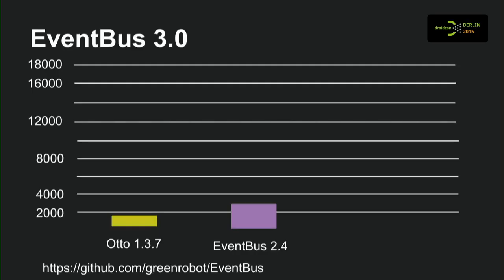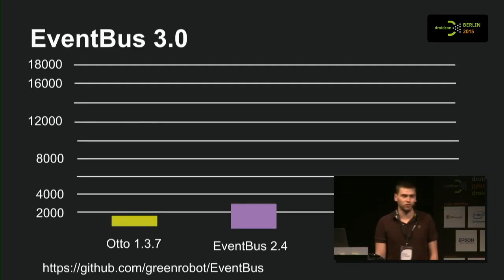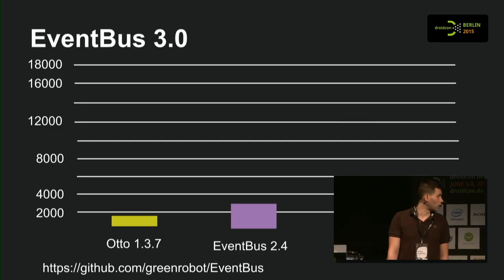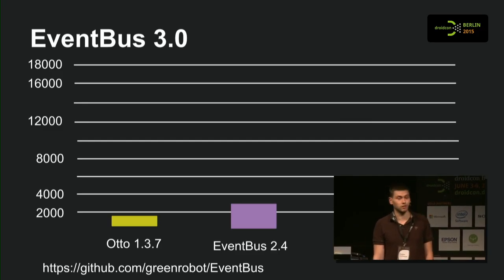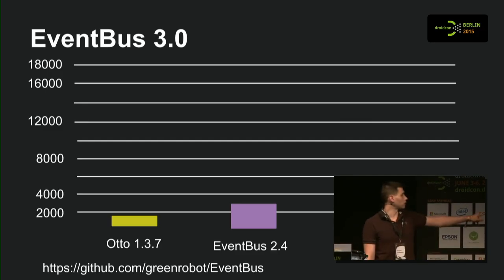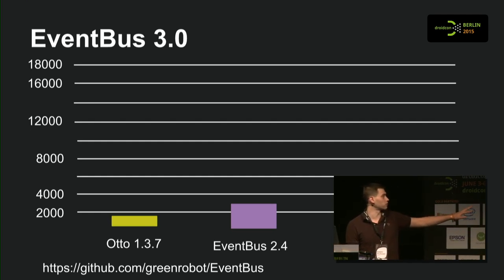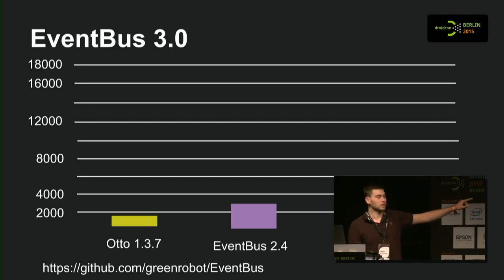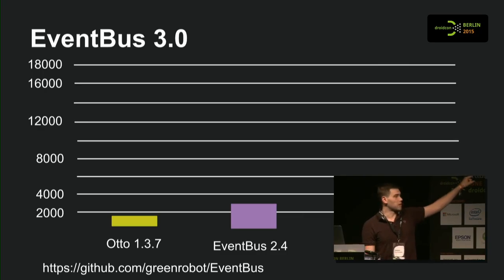Event Bus was announced today, or at least Event Bus version 3, which is based on annotation processing as well. With Otto and Event Bus 2.4, you get a performance of around 2,000 to 4,000 registrations. So more means better performance.